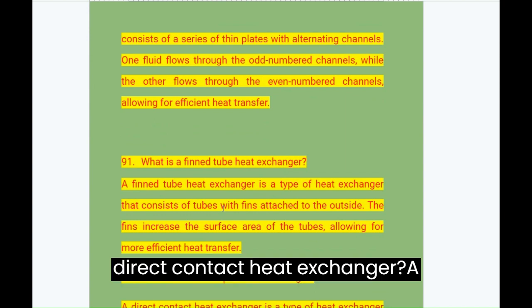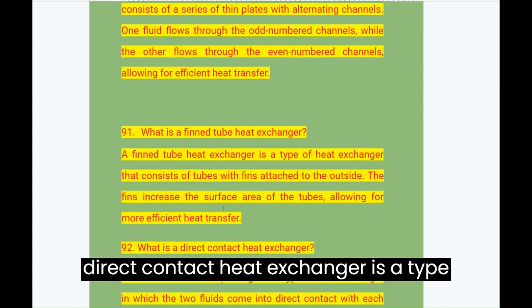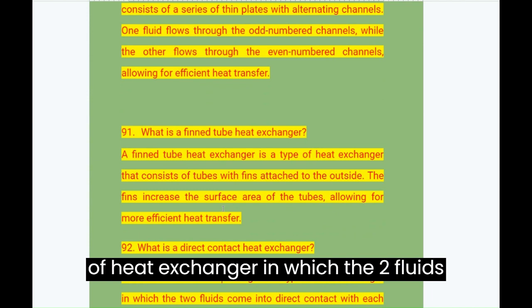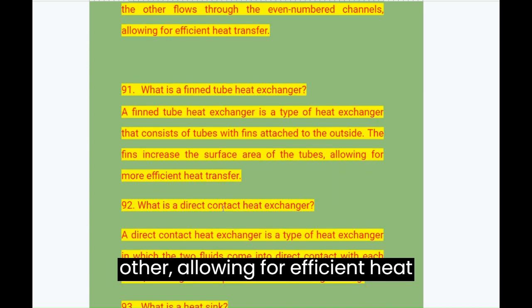What is a direct contact heat exchanger? A direct contact heat exchanger is a type of heat exchanger in which the two fluids come into direct contact with each other, allowing for efficient heat transfer through mixing.